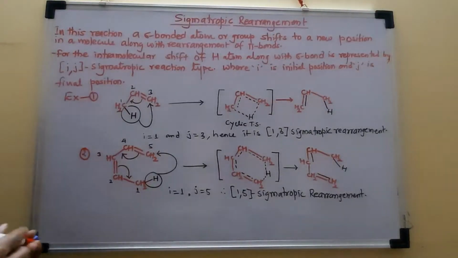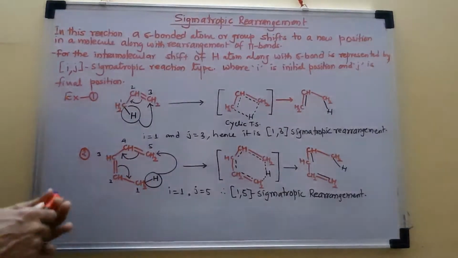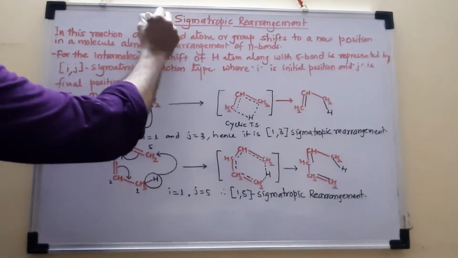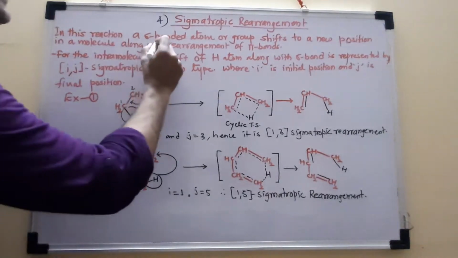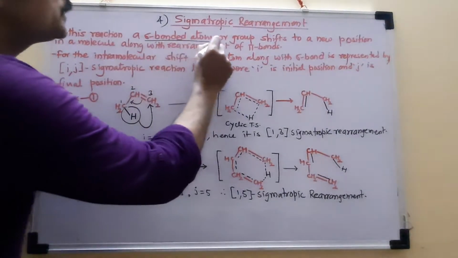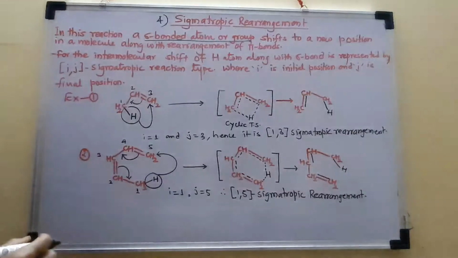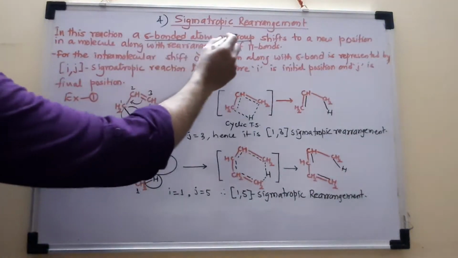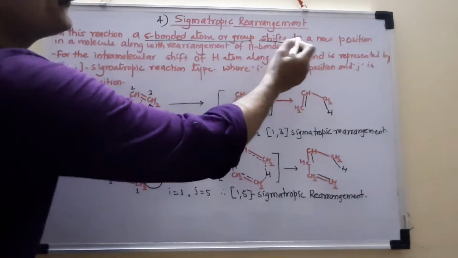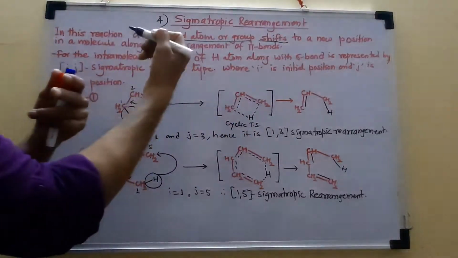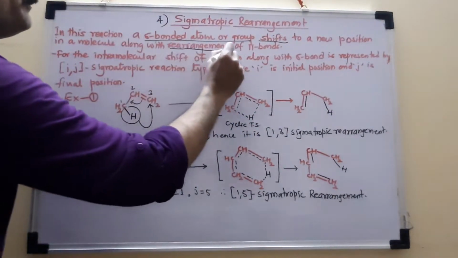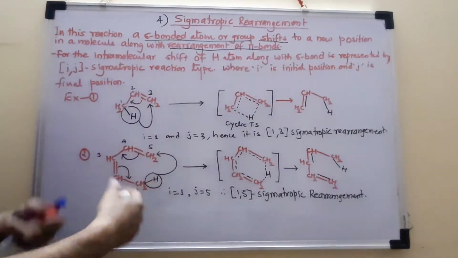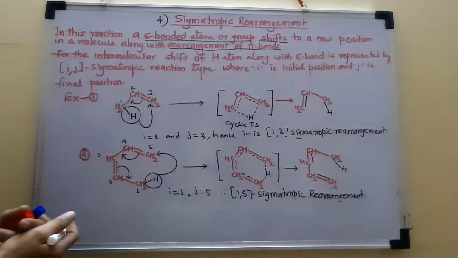Now we are discussing sigma-tropic rearrangement. This is the fourth kind of pericyclic reaction we are discussing. What happens in this reaction? In this reaction, listen carefully, I underline, a sigma bonded atom or group shifts to a new position within the same molecule along with rearrangement of pi bond. So there must be a conjugated pi bond system.